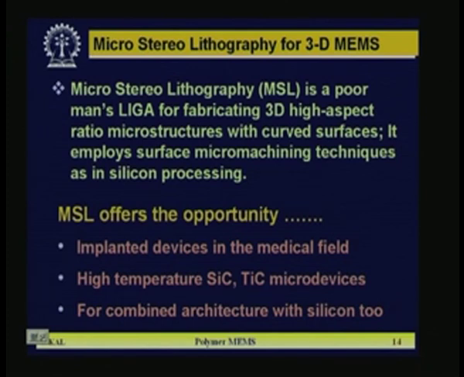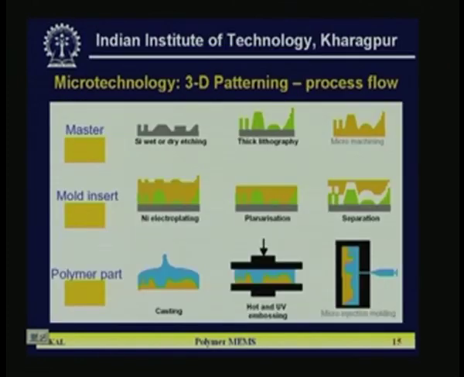Now, microstereolithography, MSL, as I mentioned earlier, is a poor man's LIGA for fabricating 3D high aspect ratio microstructures with curved surfaces. It employs surface micromachining techniques as in silicon processing. MSL offers the opportunity for implanted devices in the medical field, high temperature silicon carbide, titanium carbide micro devices, or combined architecture with silicon too. These are the three opportunities we can get from MSL: implant devices in the medical BioMEMS area, high temperature silicon carbide and titanium carbide materials, and some ceramic MEMS I mentioned. Those micro devices are sometimes possible using MSL techniques, and recently the combined architecture of silicon and polymer MEMS is also feasible.